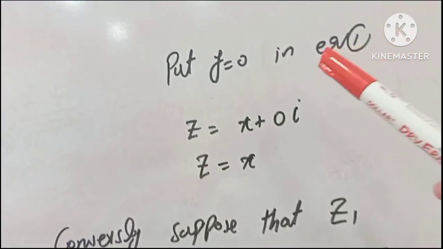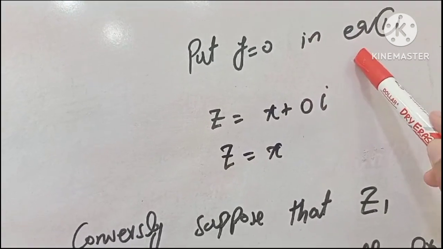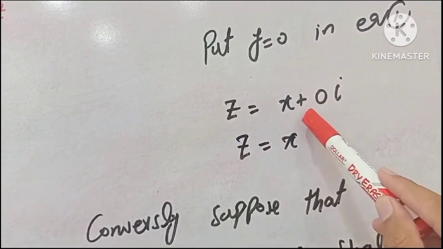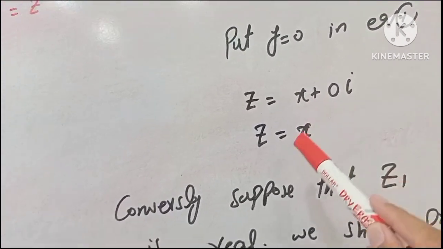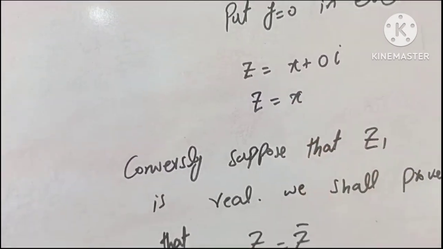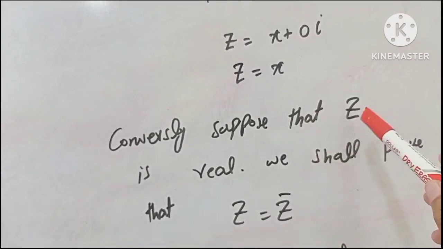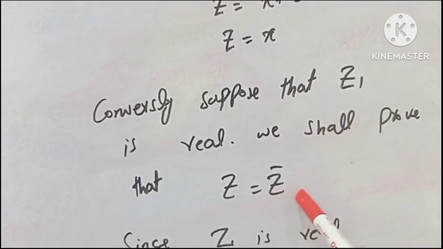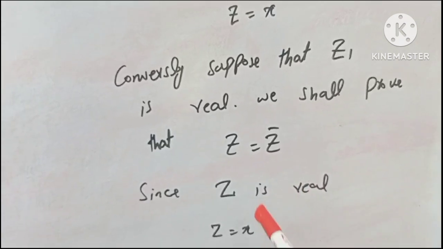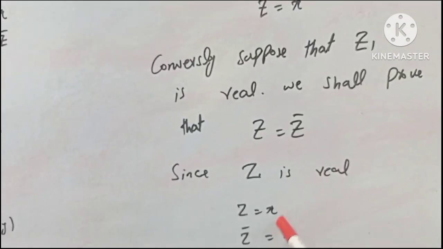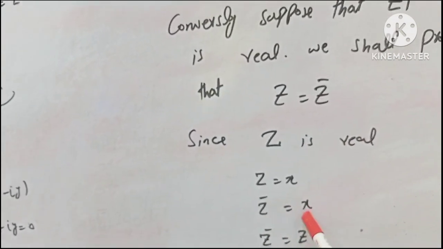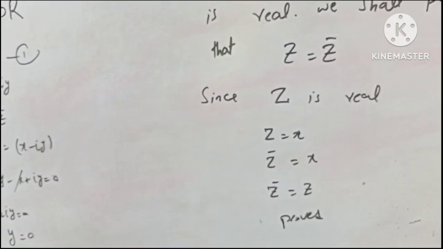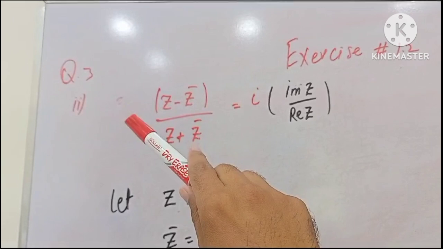Now put y is equal to 0 in equation 1, which is z is equal to x plus iota y, as y is 0, so it becomes 0 iota and z is equal to x. Now conversely, suppose that z is real, we shall prove that z is equal to z bar. Since z is real, so z equal to x, z bar equal to x, and z bar is equal to z, and hence proved.